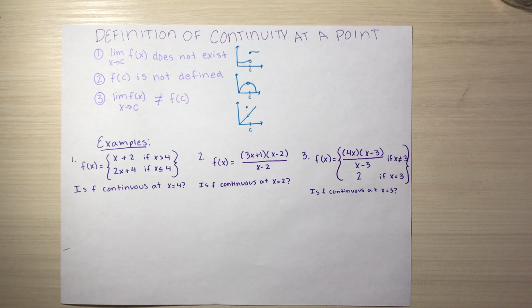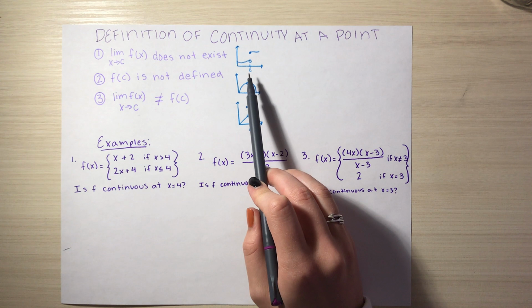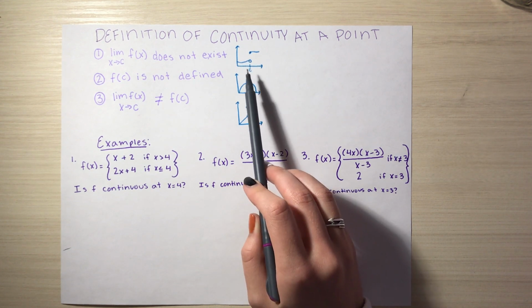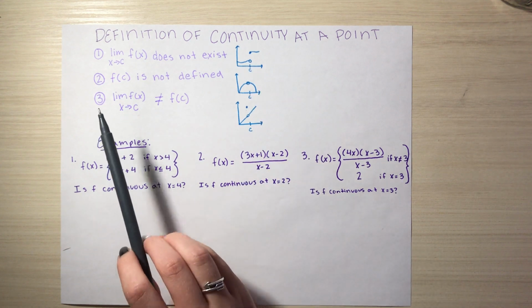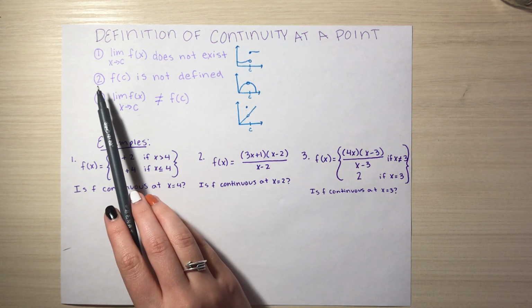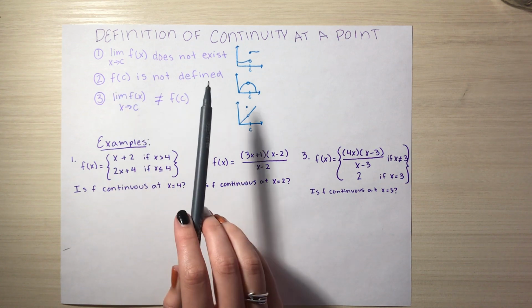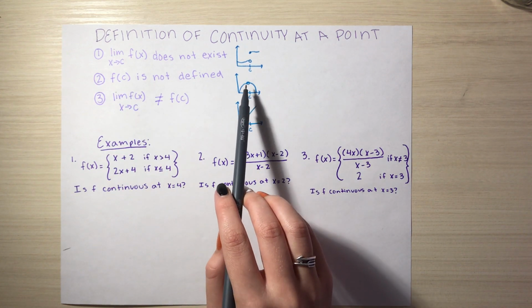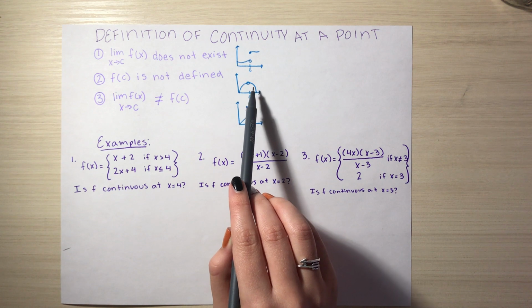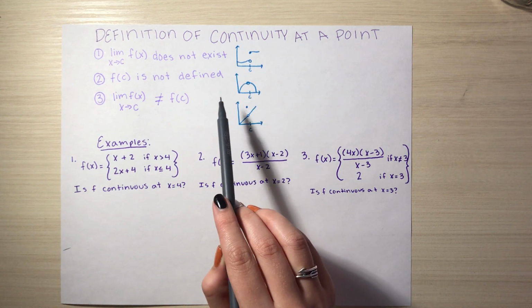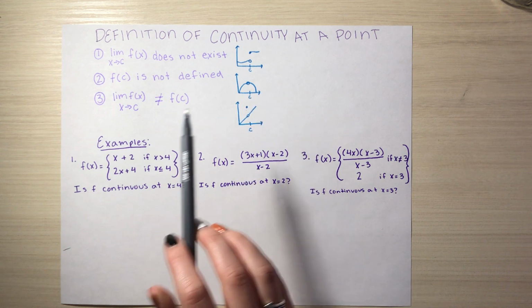For example, in this graph we can see that at point c, the limit from the left and the limit from the right approach different points, so the limit does not exist. And number two, the point would not be continuous if f of c is not defined. On this graph we can see that at point c, while there is a limit, the point itself is a hole, so it's undefined. So it cannot be continuous at this point.